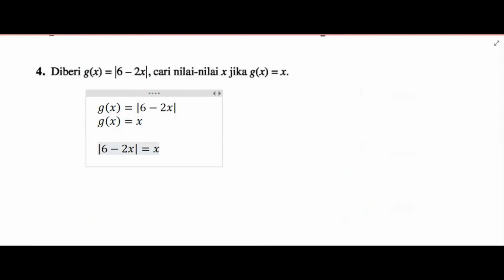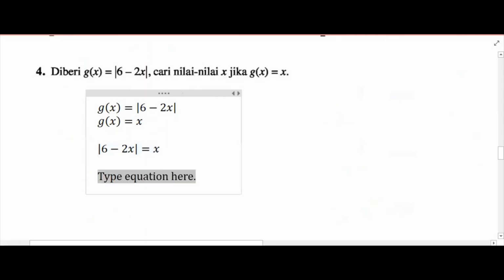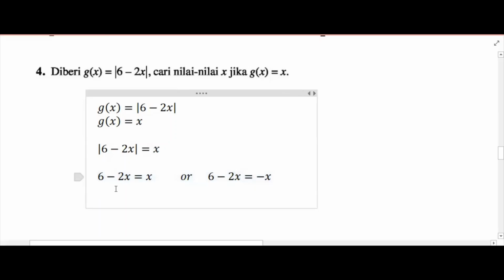Okay, macam inilah. Then masih ingat tak macam mana nak buka modulus? How to open it? Very simple. One open like normal. Another one open like how? Itu x tukar jadi apa? X tukar jadi negative x. Okay, now we are going to solve it. Okay, ada dua x lah. So, sini pun ada dua.